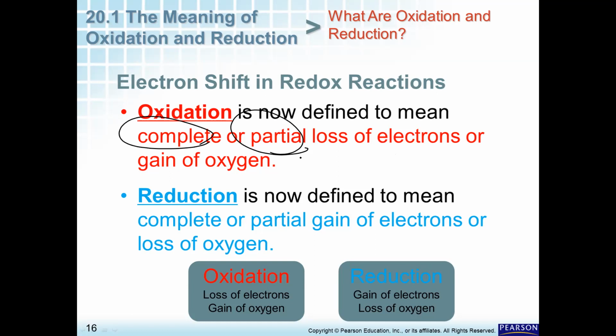So a reduction, since it is the opposite of that, is defined as the complete or partial gain of electrons. If we gain electrons, this means that we have reduction, and if we lose electrons, then that is an oxidation. If you look at these two triangles here: oxidation is loss of electrons, gain of oxygen. So now we have the two items together, either this or that, or sometimes both of them happen. Loss of electrons or gain of oxygen is oxidation; gain of electrons or loss of oxygen is the opposite, reduction, in this case.